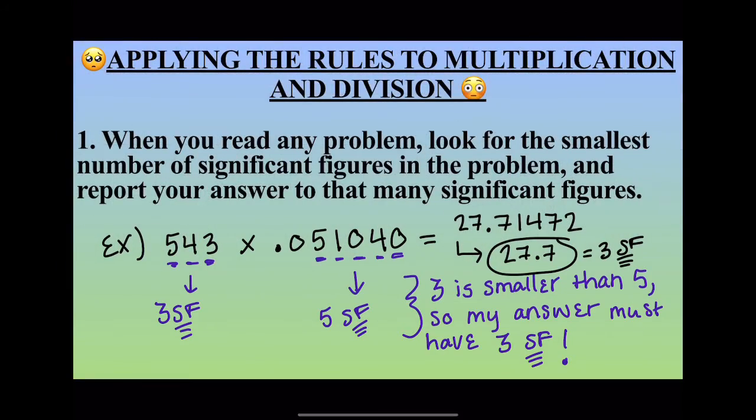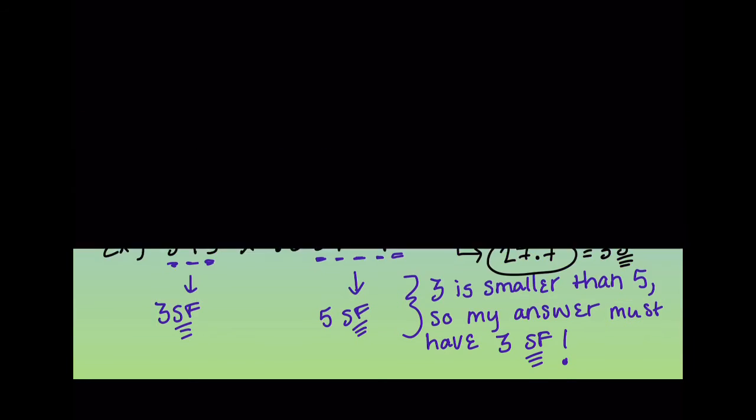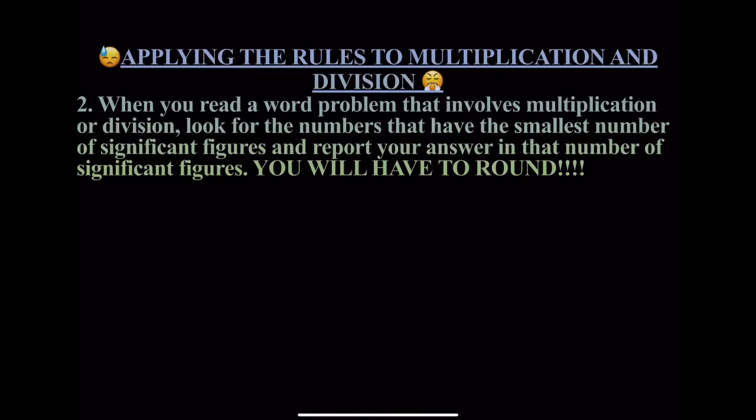All right, so when we're multiplying and dividing, I love this. This is the easiest part. We just look for the smallest number of sig figs and we report in that number. So look at 543 compared to 0.051040. 3 significant figures are smaller than 5, so our answer has to be 3 significant figures. We report the smallest number of significant figures.